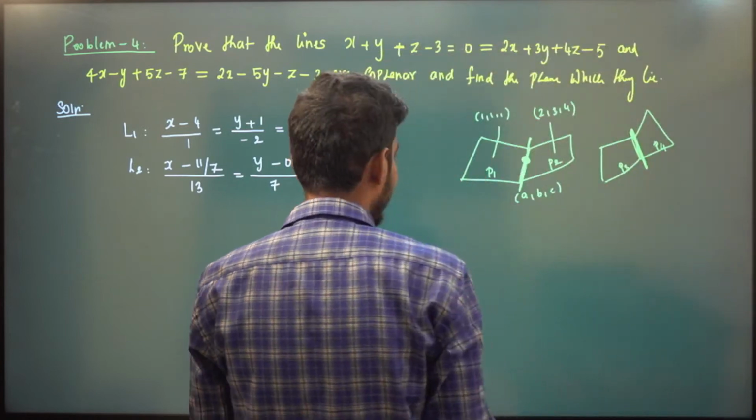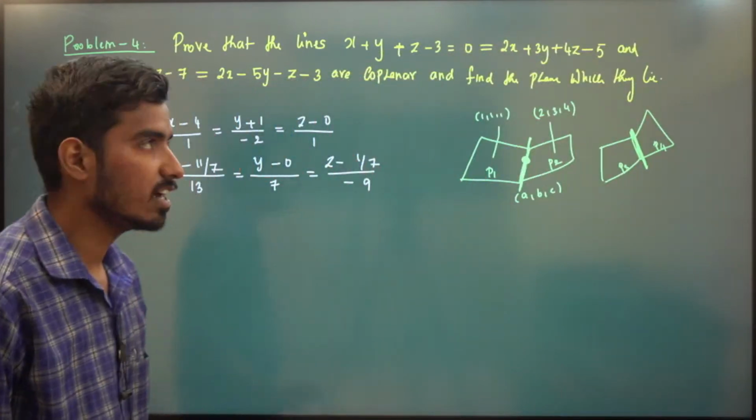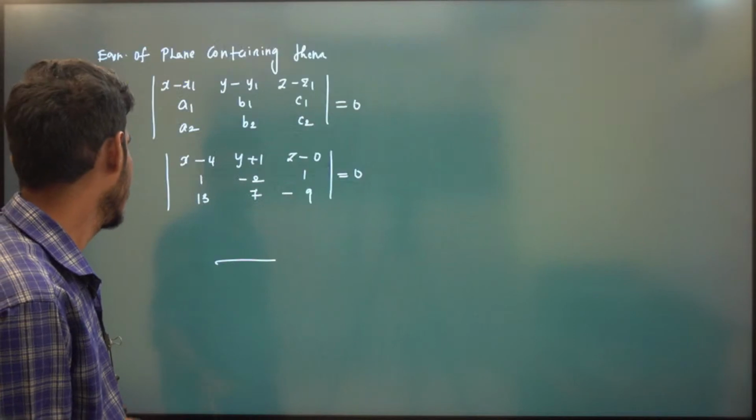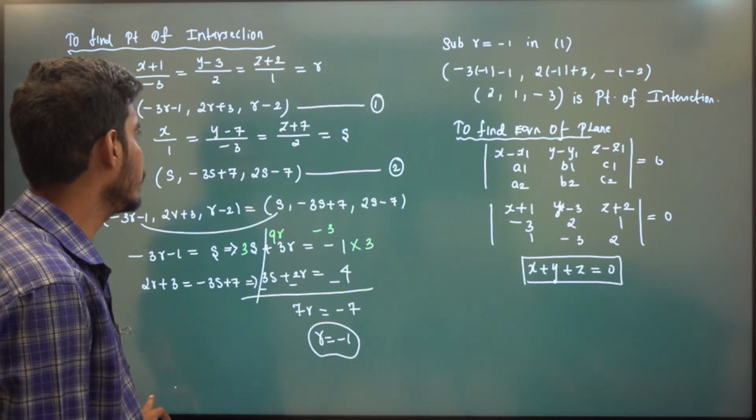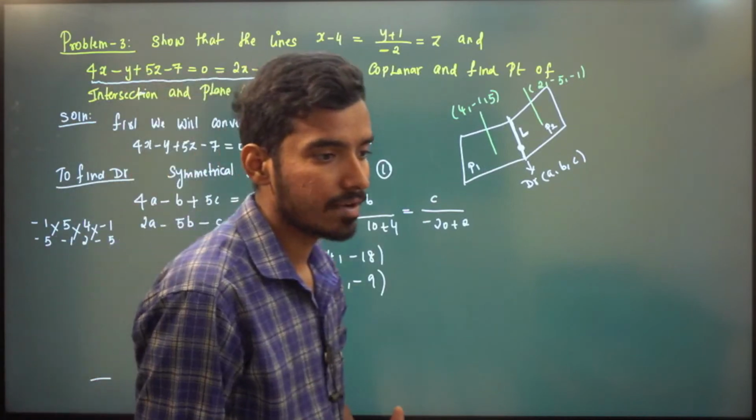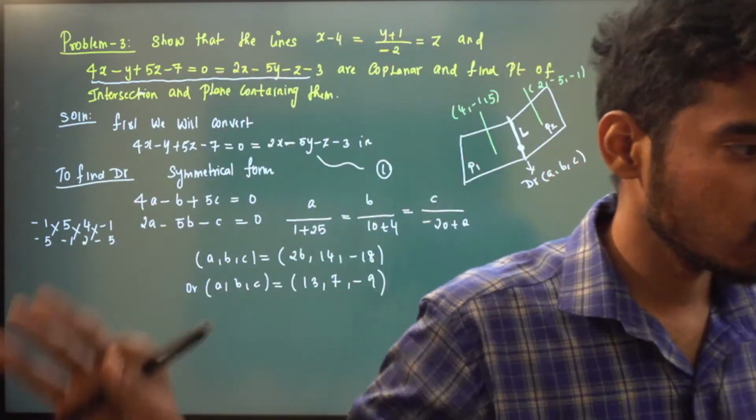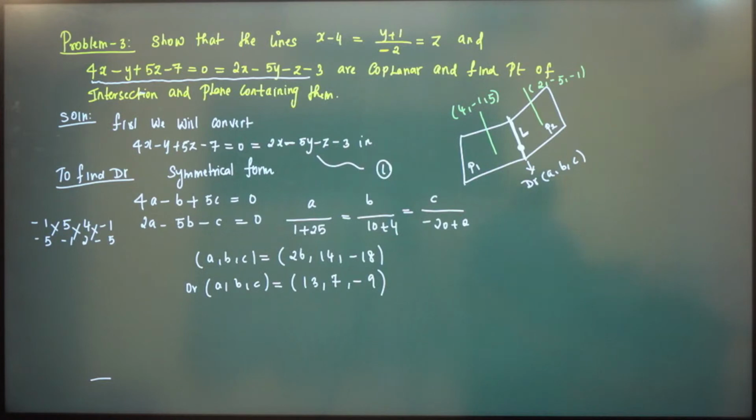So can you move on to the next problem? This is one set of problems that we have discussed, where they give two lines. You need to show they intersect, find the point of intersection, and find the plane. So three things we have learned. Now if both are in symmetrical form, very easy. If one is in general form and the other is in symmetrical form, you convert the general form to symmetrical form. If both are in general form, convert both to symmetrical form and follow the previous procedures. Is it clear?